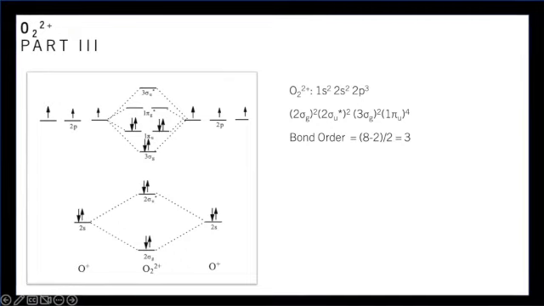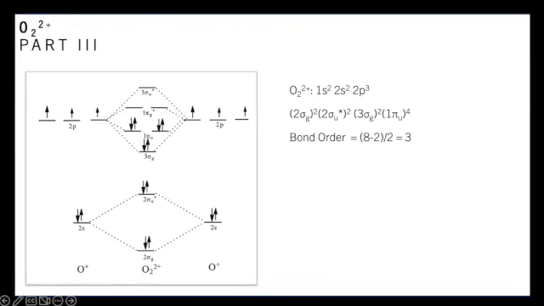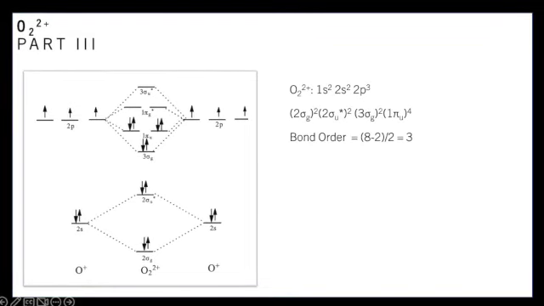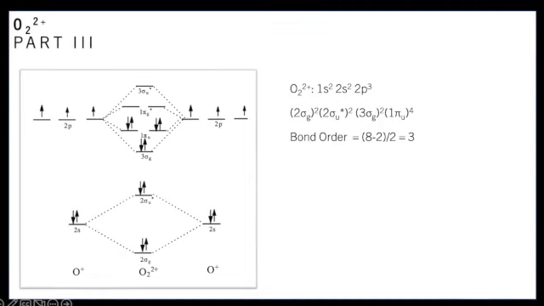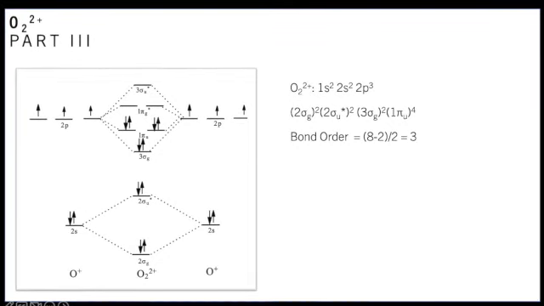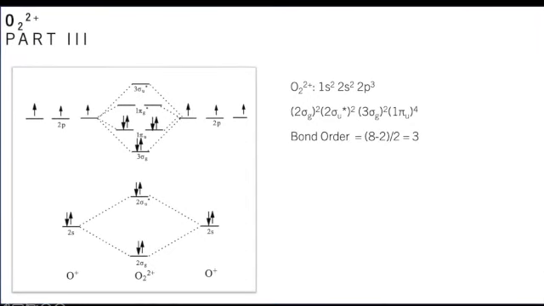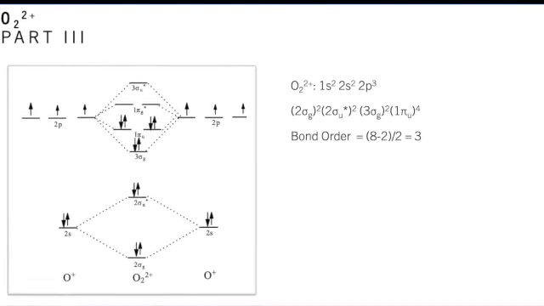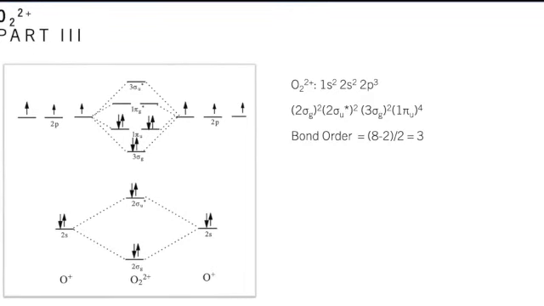Here can be seen the molecular orbital diagram of O2 2+. O2 2+ uses the same molecular orbitals as dinitrogen and has 10 electrons, which is the same number as dinitrogen, and has the same electron configuration of 1s2, 2s2, 2p3. However, in this molecular orbital diagram, the 3σg molecular orbital is lower than it is in the dinitrogen molecular orbital diagram.